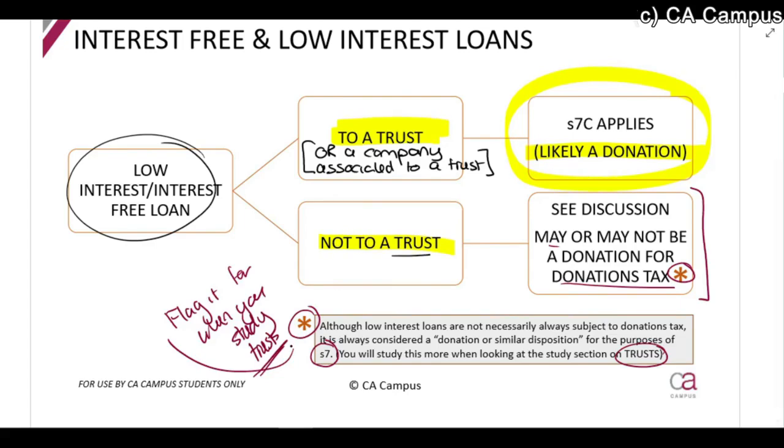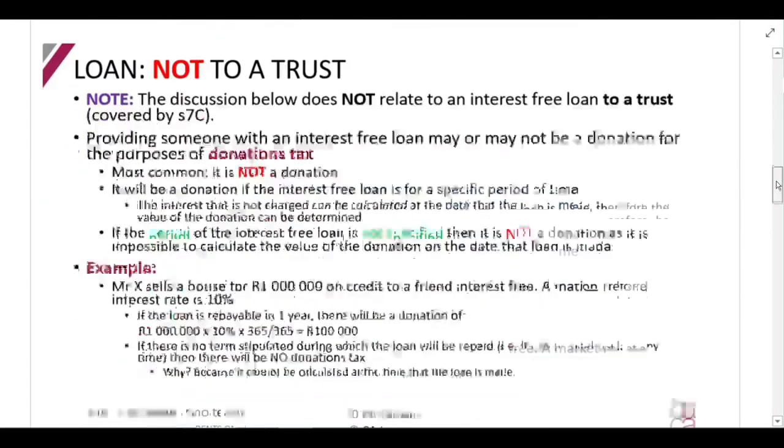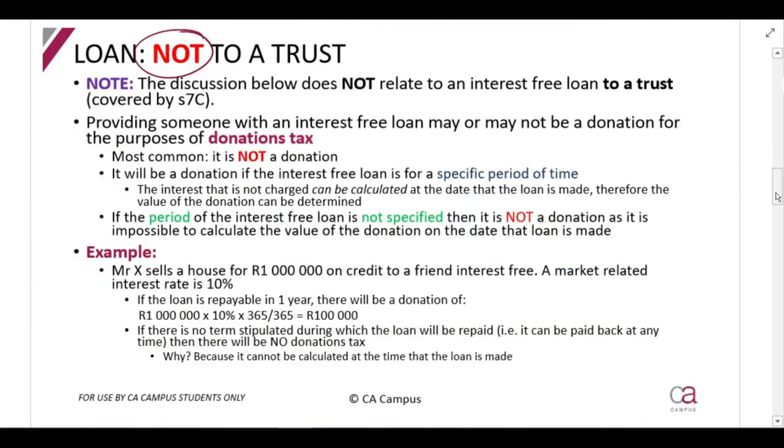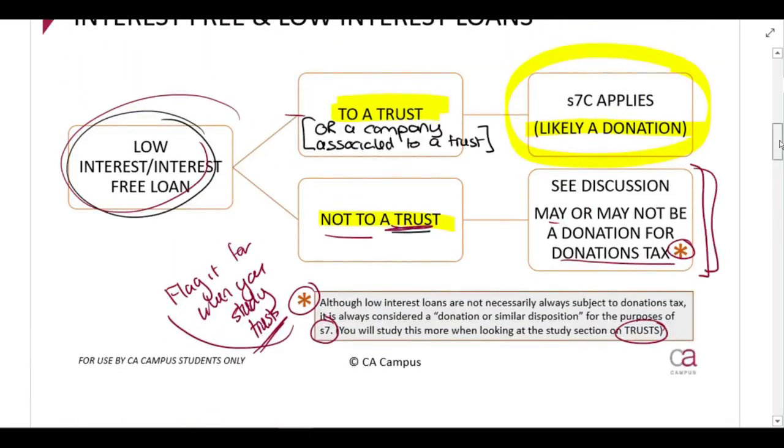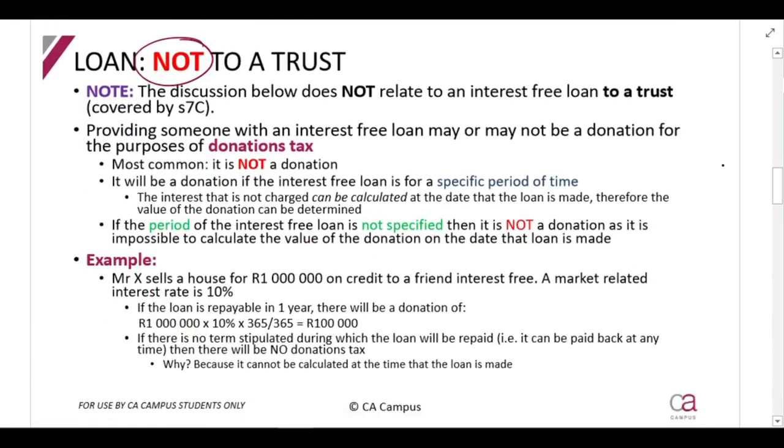Okay. So when this loan is to a trust or not to a trust, when I say not to a trust, it's, for example, if I give a loan to you as a natural person instead of giving it to a trust. The first we're going to talk about is if it's not to a trust. Now, guys, this slide is not something that's very common to see in tests and exams. In fact, I can't recall ever seeing it so far. So, this little example here will illustrate exactly what the issue is.